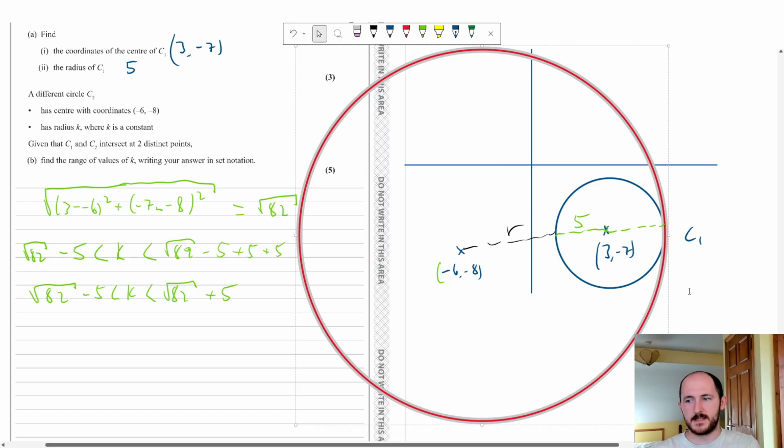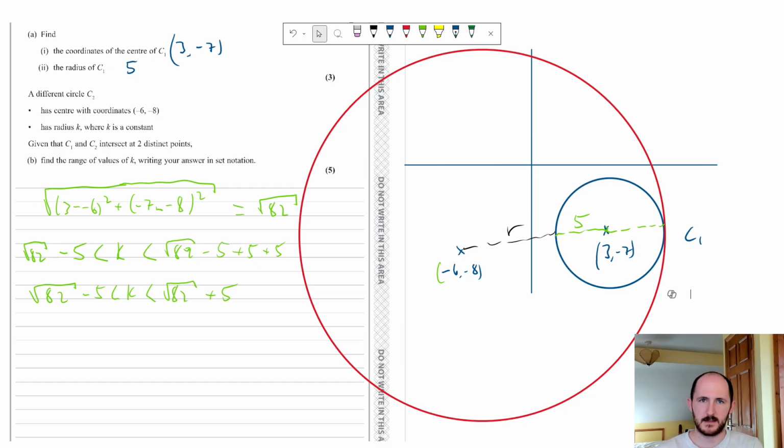So remember, the smallest a radius can ever be is 0. It can't be smaller. It can't be equal to 0, right? It has to be bigger than 0. So also keep that in mind if you have a similar question to this.